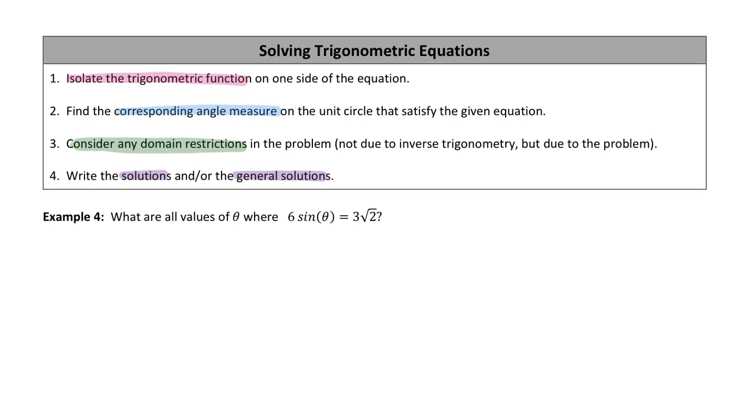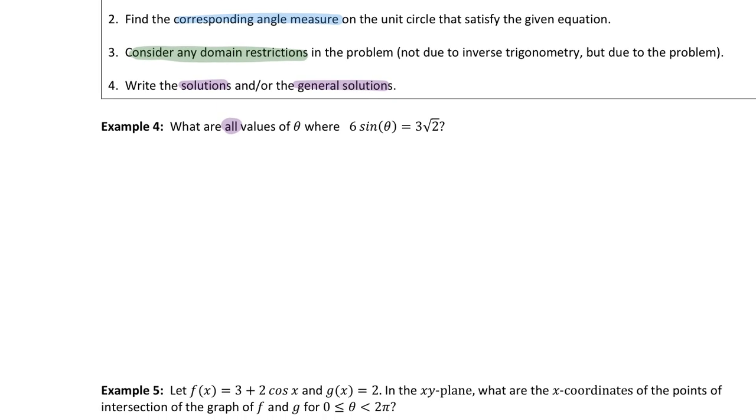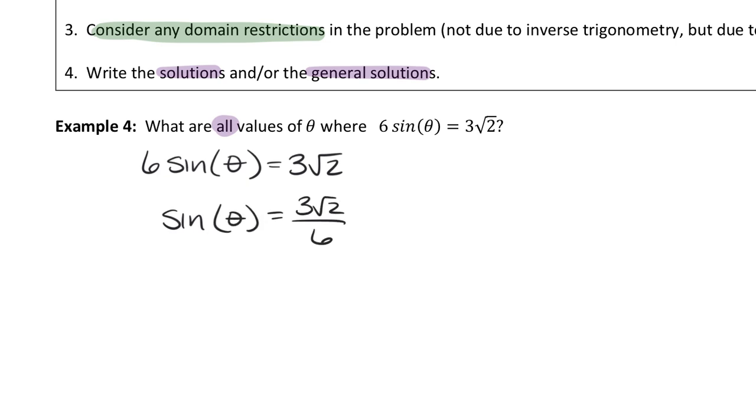Example 4 says, what are all the values of theta where 6 times the sine of theta is equal to 3 square root 2? Our keyword here is all, so I'm going to be writing general solutions. There's no domain restriction. But at first glance, we're not ready to do any sort of trig because the sine is not isolated. So first thing we need to do is take 6 times the sine of theta equal to 3 square root 2, and we need to isolate the trig part. So if I wanted to get that sine of theta by itself, what do I do? Divide by 6. So then it says sine of theta is equal to 3 square root 2 divided by 6.